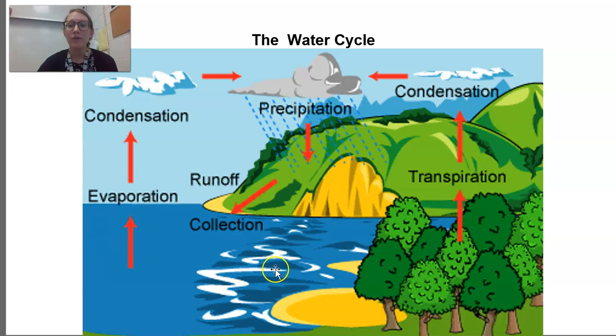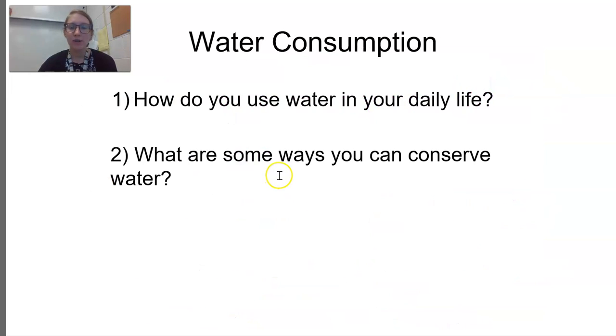So all the water on Earth is reused and recycled. That's why it's called the water cycle. It is reused and goes through all these different steps forever until the Earth blows up. So make sure you answer these two questions. Pause the video now.